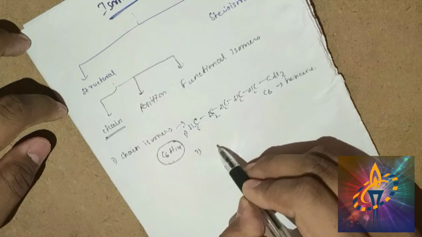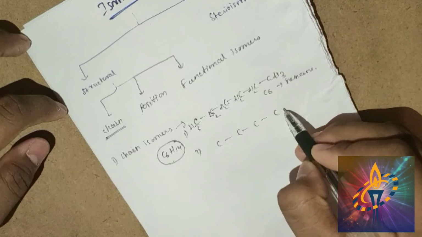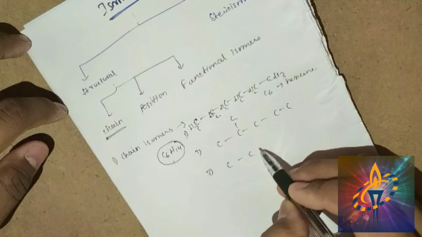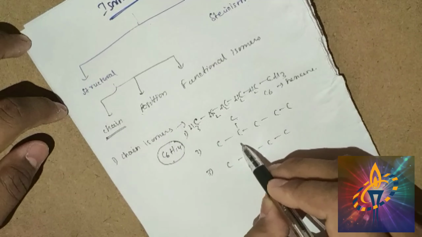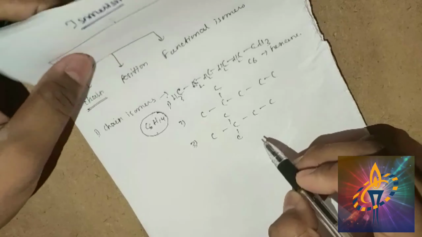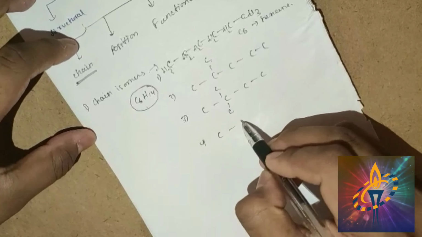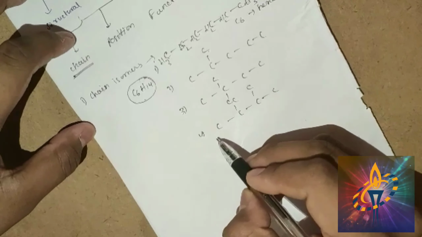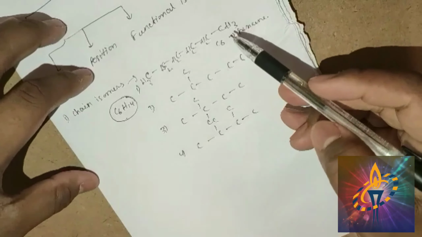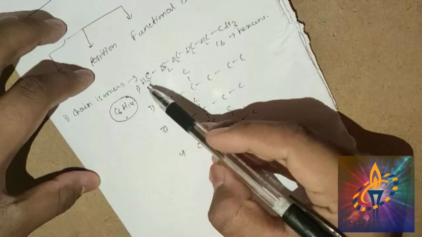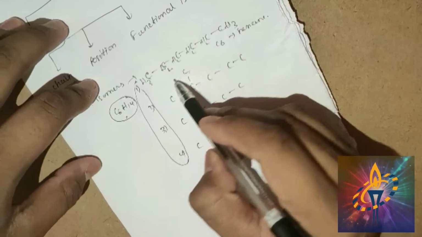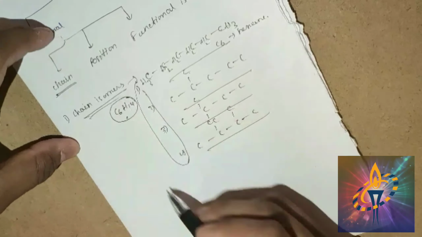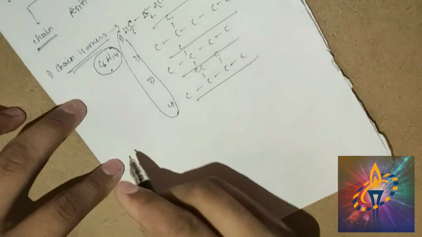First structure, second structure is this, this is one structure, this is one structure. Like this, we have the same molecular formula for all these four, but we have different structural formulas. This is called chain isomers. Now, what is meant by position isomers?